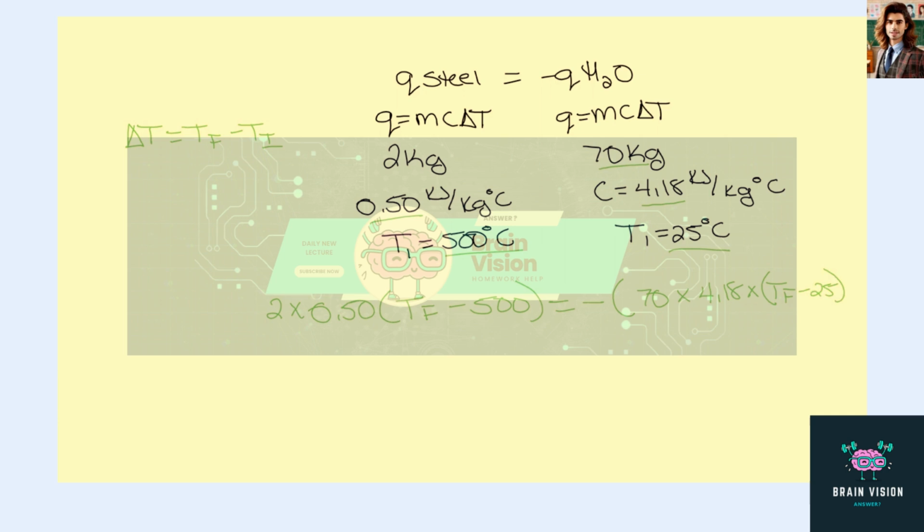We have 2 times 0.5. That's going to be 1 times TF minus 500. That's going to equal negative 70 times 4.18, and then in our brackets, we have 292.6 T final minus 25, and one more bracket.